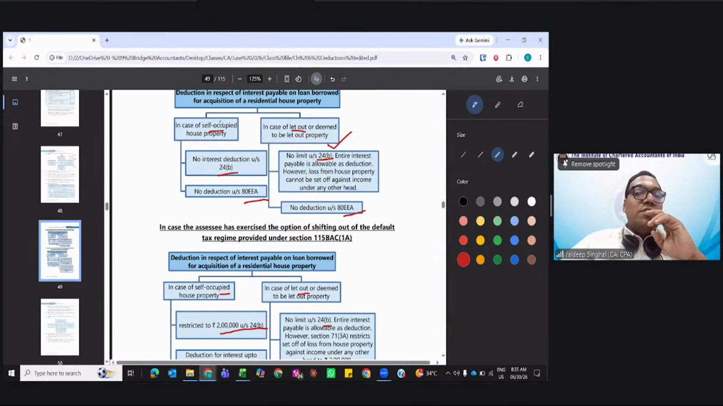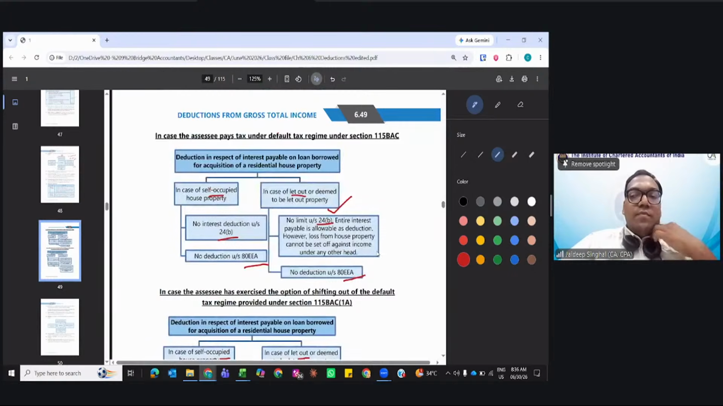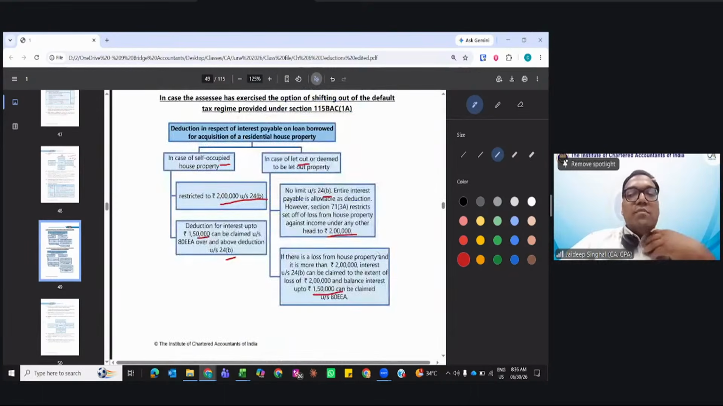In the new scheme, in self-occupied property, there is no 2 lakh allowed, but in the old scheme it is allowed. Even 80A is not allowed in the new scheme; in the old scheme, it is allowed, right? And in the old scheme, for a let out property up to 2 lakh you can claim as a loss here, and more than 2 lakh you can claim here, up to 150K.